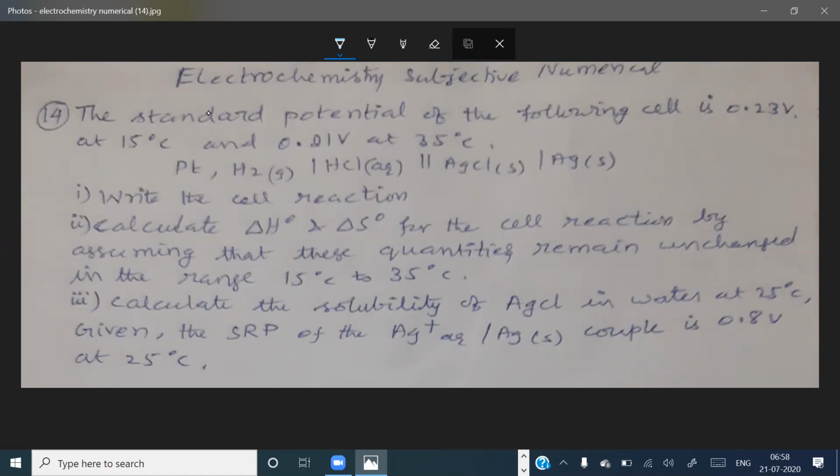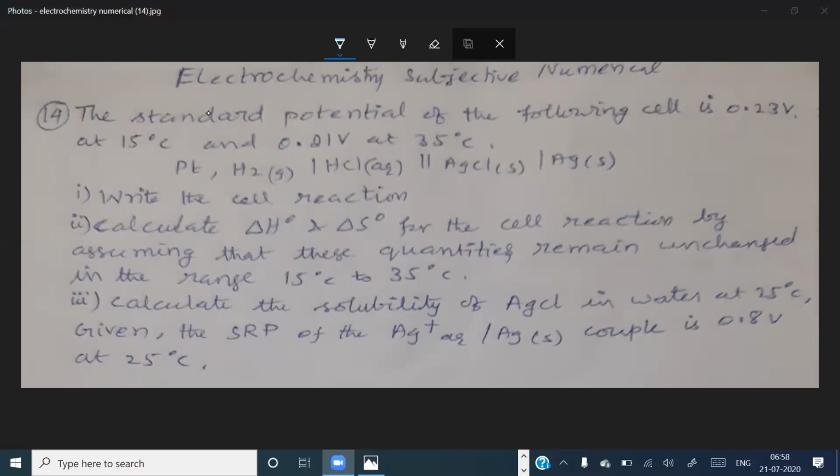Here in the third subdivision, we have to find the solubility of AgCl at 25 degrees Celsius. Okay. Let us solve this sum.